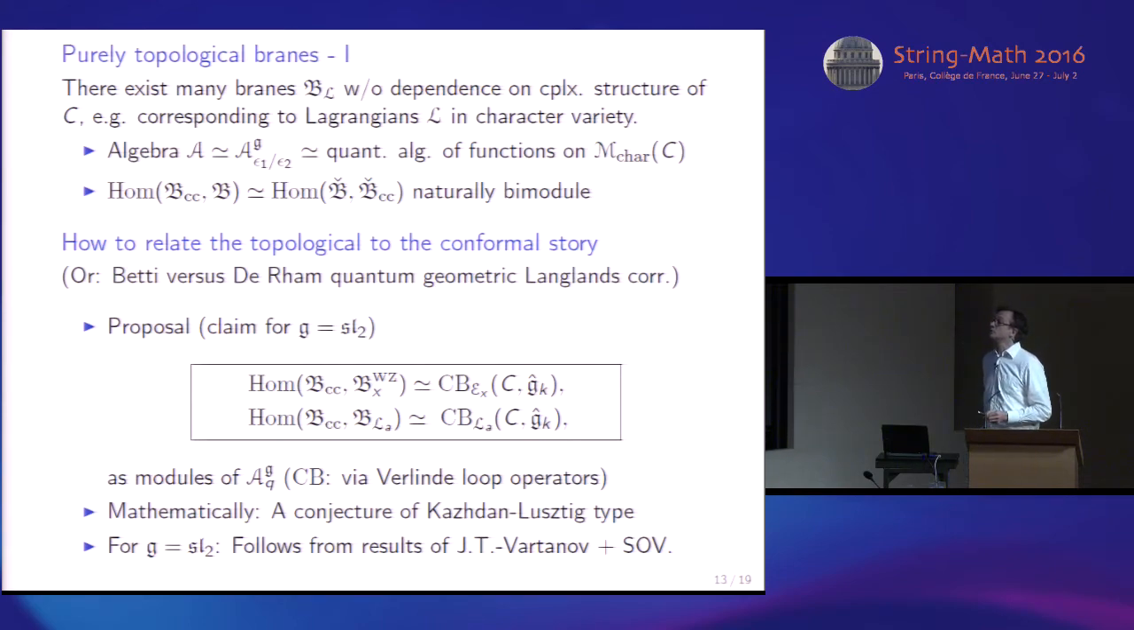Well, let's simply note that, of course, when we just think in two-dimensional terms, there are many brains which do not have a dependence on the complex structure of the Riemann surface. For example, whatever is coming from the description of moduli of flat connections as a character variety is manifestly independent of the complex structure. So we can, for example, look at Lagrangians in the character variety.